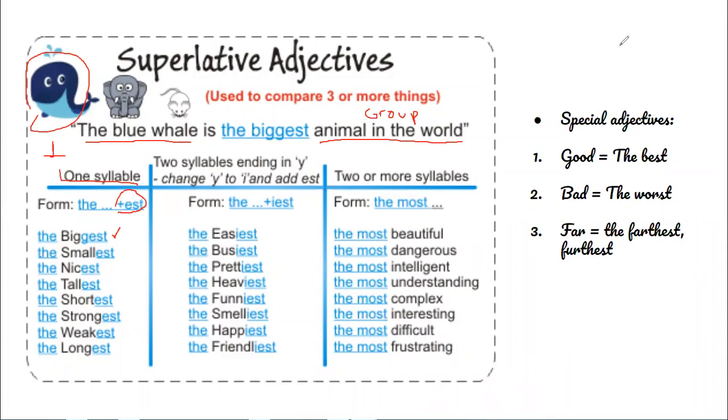Llevo José Ramírez, debes tomar un curso de Excel por YouTube. Okay, so also we have two syllable adjectives, lo que decía Miss Carveling. Two syllable adjectives with Y, we need to change it for, in superlative, for ISD, okay? So busy, easy. For example, question for you guys, what's the easiest subject for you at school?